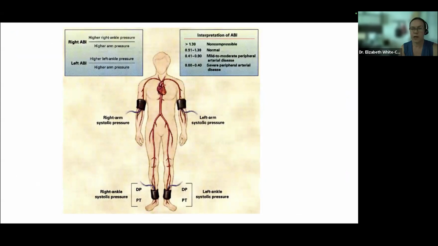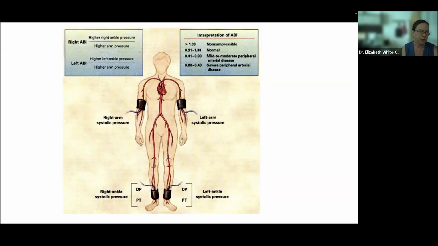Great. So here we have a diagram of how you would do an ABI. To do it correctly, you do need to mark off some time, and there are competencies available to teach nurses how to do this as well. You want to make sure that you take the higher of the two brachial pressures, for your right arm, and then compare it to both the right and the left legs.